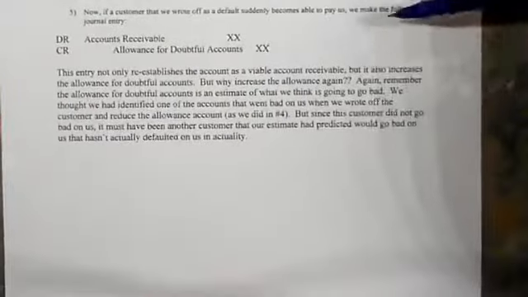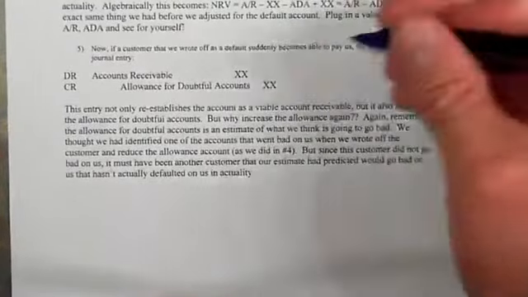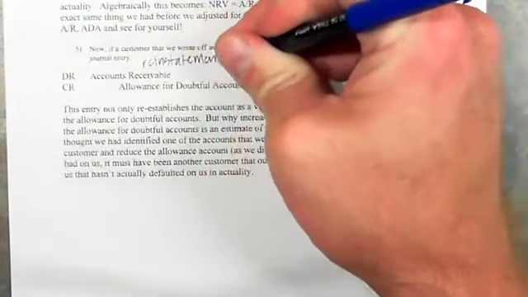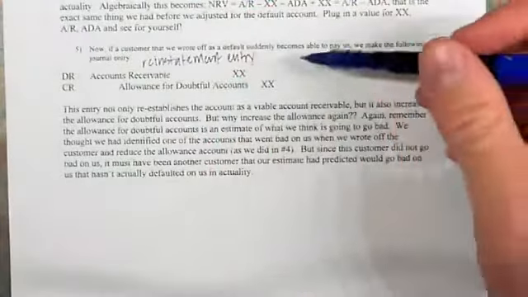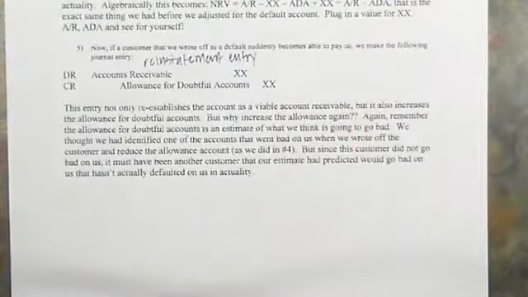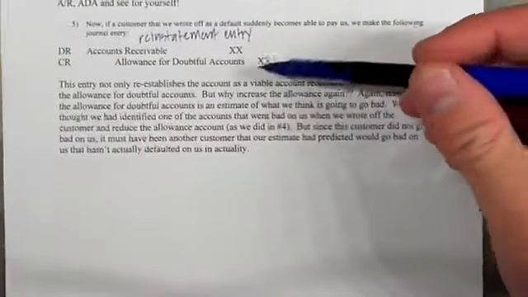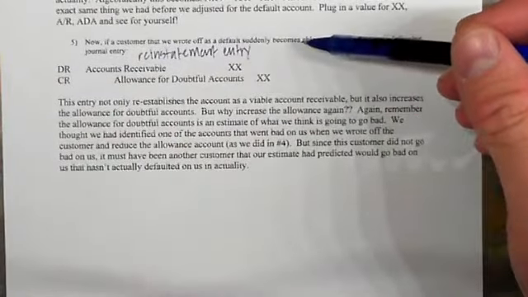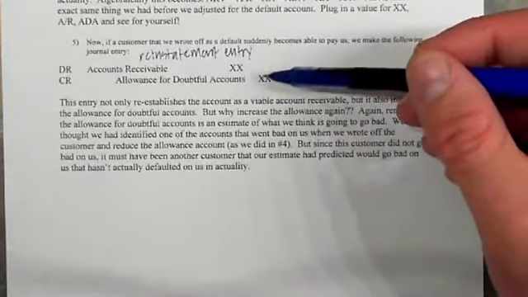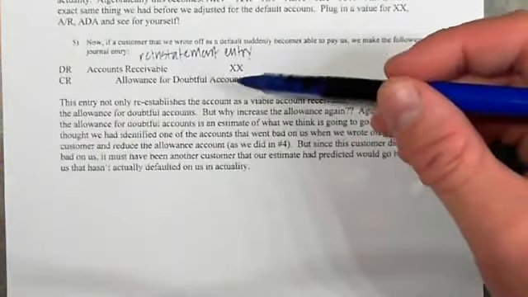And then finally, if a customer we wrote off as defaulted suddenly becomes able to pay us, we make a reinstatement entry, which means that we then credit the allowance for doubtful accounts and debit accounts receivable, effectively just reversing what we did here. So what we say is, all right, they didn't go bad on us, so someone else has to have gone bad by our estimate. So we add back their account to the bad debt estimates, the allowance for doubtful accounts, and then we debit the accounts receivable.